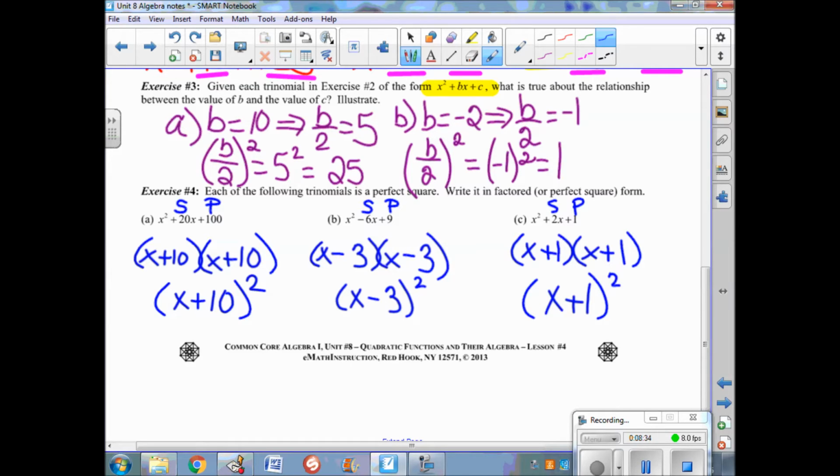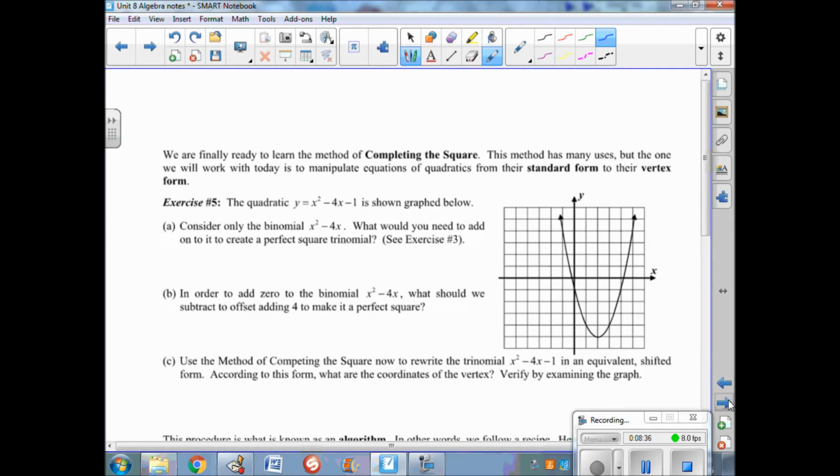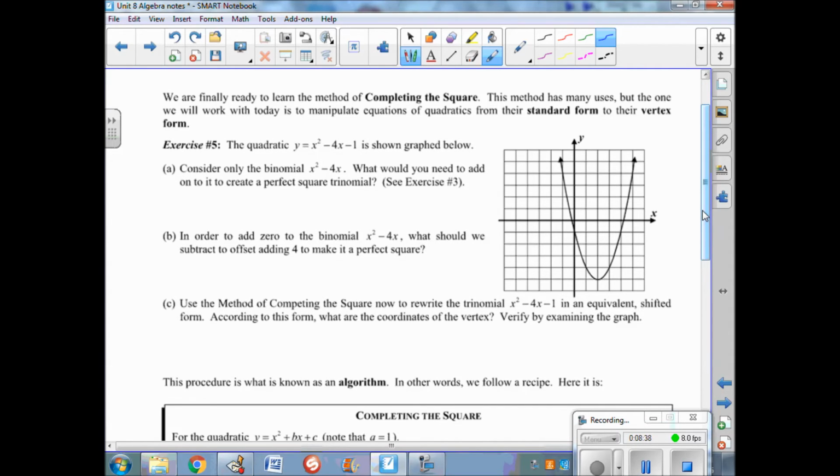Now we're going to pull them all together. So we're finally ready to learn about completing the square. This method has tons of uses. You're going to use it a ton in Algebra 2. But what we're going to work with today is dealing with quadratics that are in standard form, and we're going to be able to put them in vertex or shifted form.